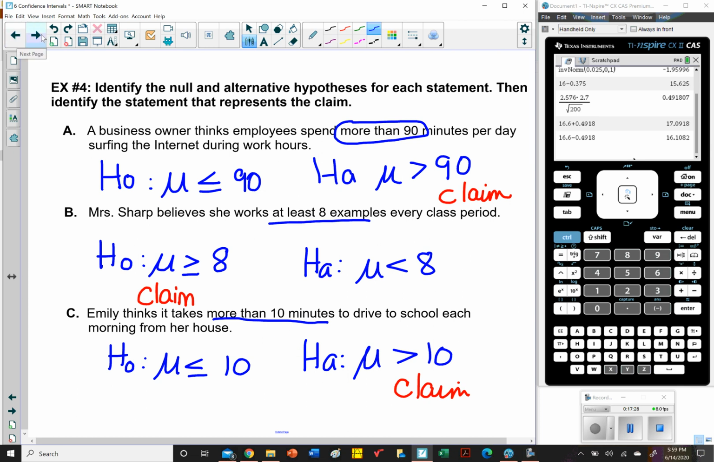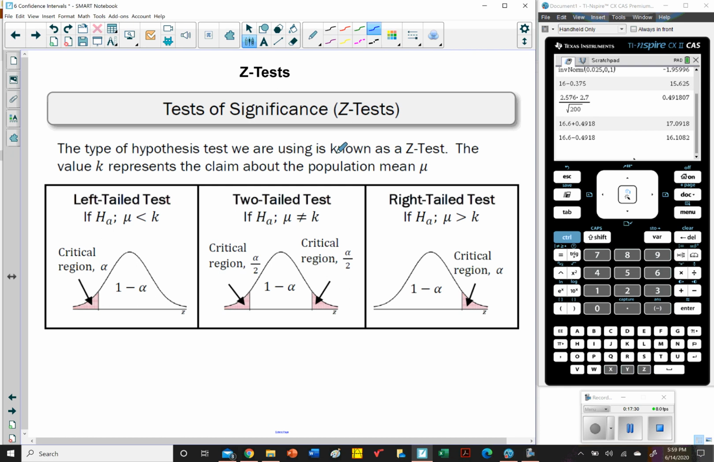Okay, next we're looking at significance tests. So these are z-tests because our samples are bigger than 30. So a z-test is the type of hypothesis test we're using. The k value represents the claim about the population mean mu. So we have a left-tailed test if mu is less than a k value. We have a right-tailed test if mu is greater than a k value. And we have a two-tailed test when mu isn't k.